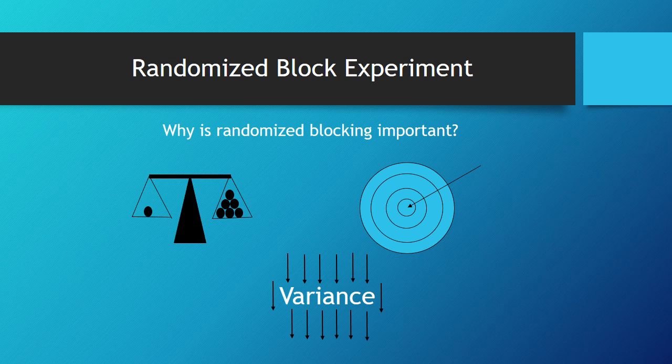Randomized blocking also removes nuisance factors. When a nuisance factor is removed from the data, the variability among the population or sample decreases in each block. When the variability among the samples is reduced, this in turn increases the accuracy of the data.